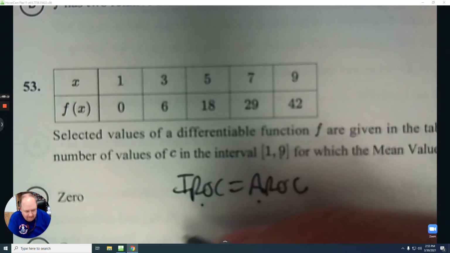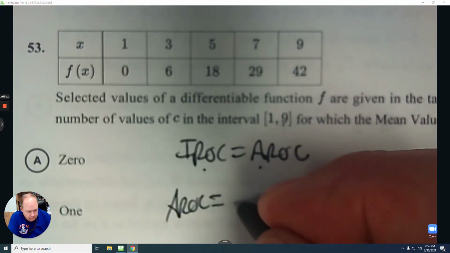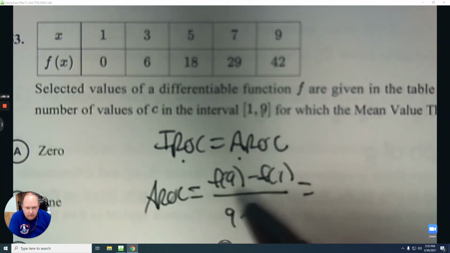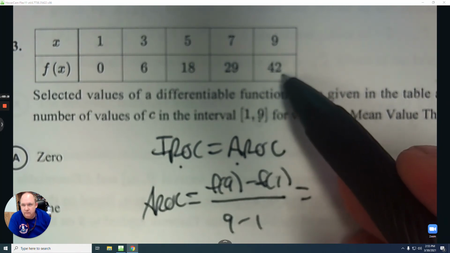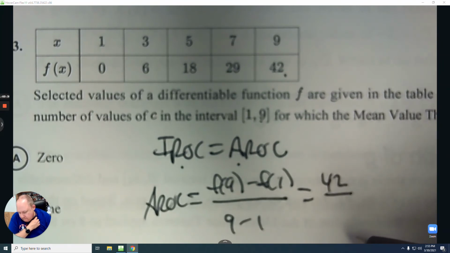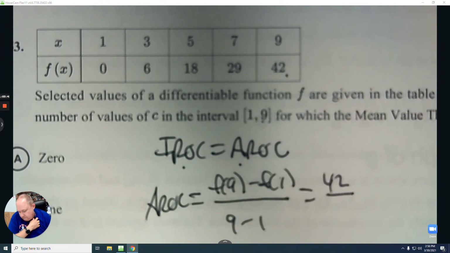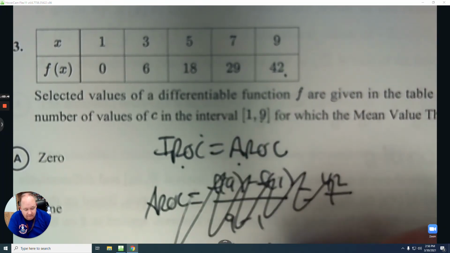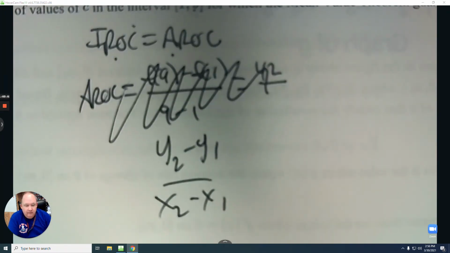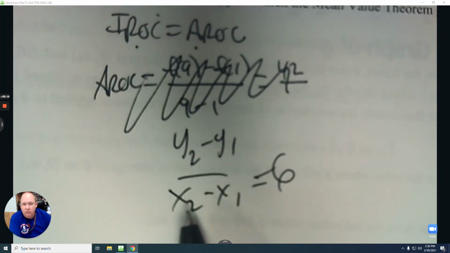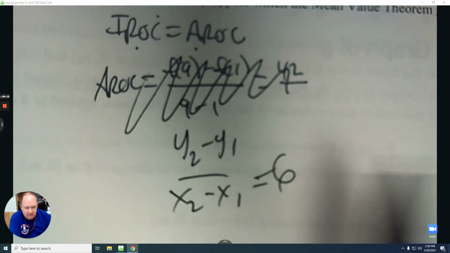So from 1 to 9, I can tell you AROC is this. F at 9 subtract F at 1, over 9 take away 1. There's the slope formula for AROC. So that's 42 take away 0, and then 9 take away 1. All right, so I don't want it all the way from 9 to 1. But we're still understanding this. We're looking for that. We want to know when that's equal to 6. So the derivative is equal to 6. When I apply this, where do I get the answer also 6?